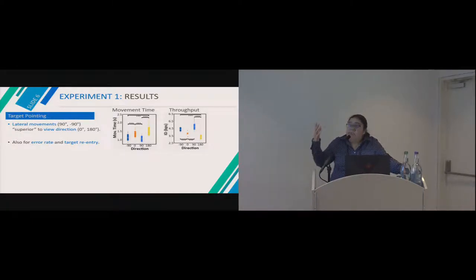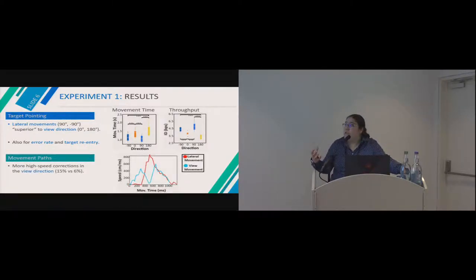But because we know this is not the only way to consider this and to understand what's happening when people are pointing, we also did the movement paths analysis. And here we found something really interesting. For lateral movements, our participants followed a traditional movement path for pointing, where they have a ballistic phase and a correction phase. However, when considering the view movements, our participants have a new movement path where they do like 2 ballistic phases. And we hypothesized that participants were actually underestimating the depth of the target.